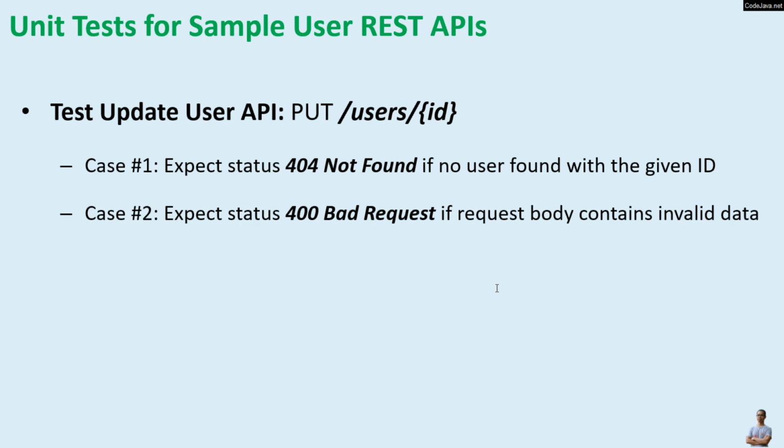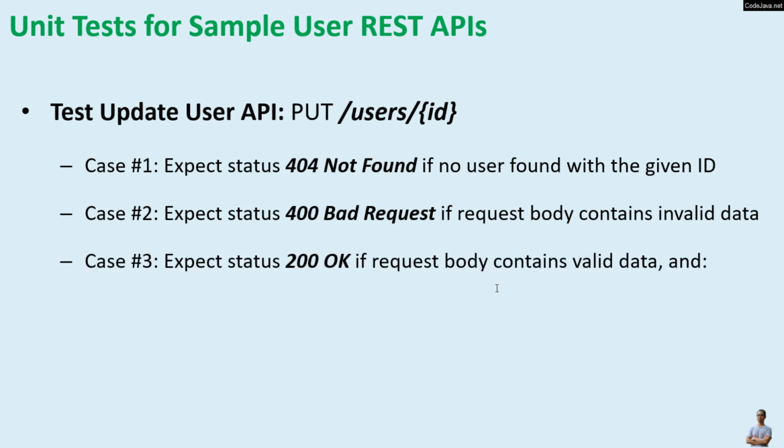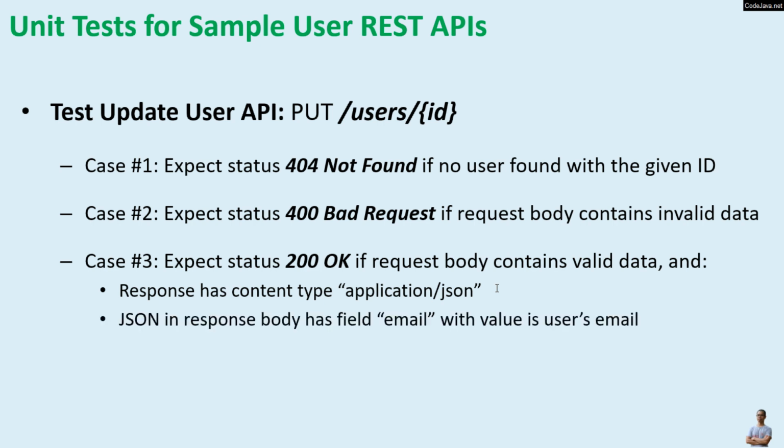And let's code the third test case for the update user API, in which we expect the status is OK if the request body contains valid user information. And we also expect that the response has content type application JSON, and the JSON document in the response body has the field email with a specific value. And also we verify that it does not contain the field password, similar to the add user API.